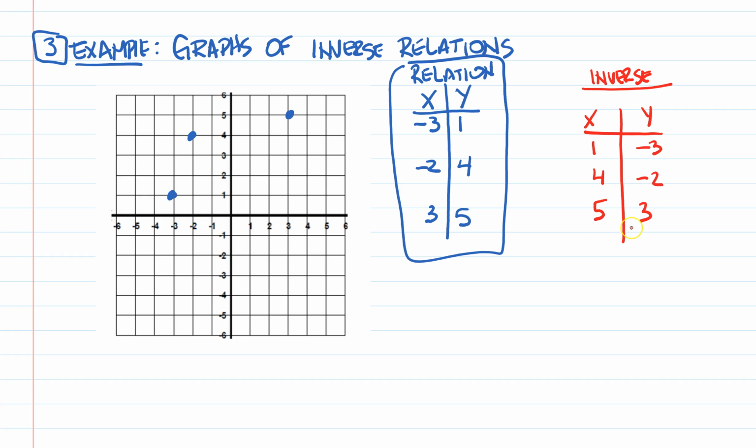And then I'm going to go ahead and graph these in red for you. So instead of (-3, 1), I'm going to have (1, -3). So (1, -3) ends up being down there. (4, -2) ends up being right here. And then (5, 3) ends up being right there. So you can see that there is a mirroring effect going on. Or hopefully you can see that.